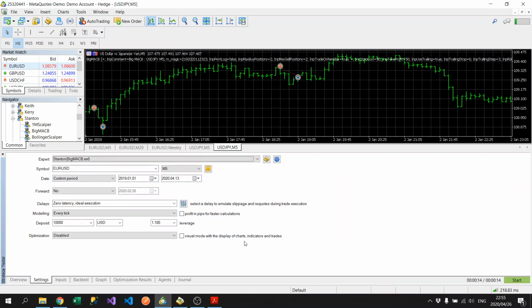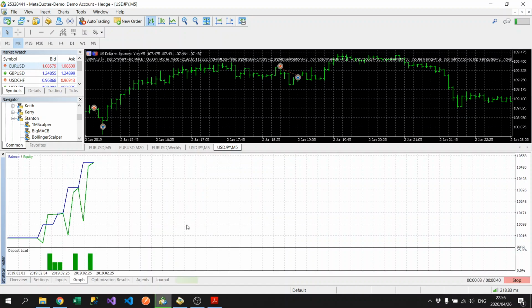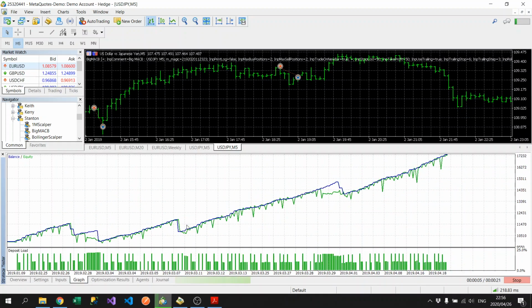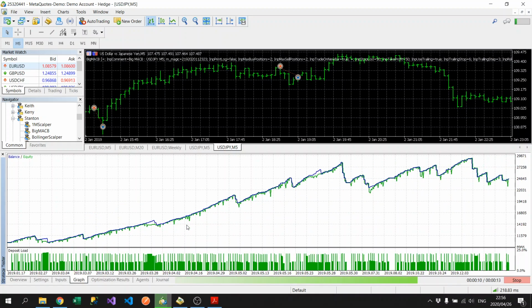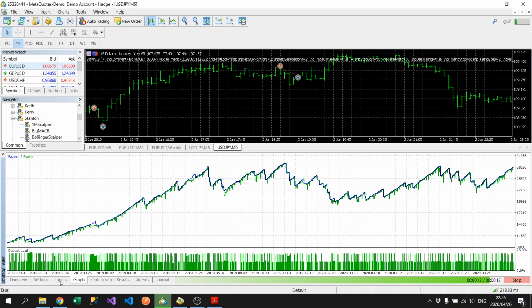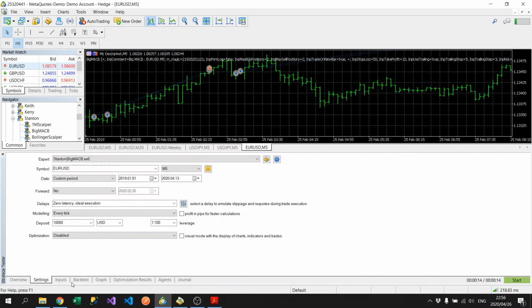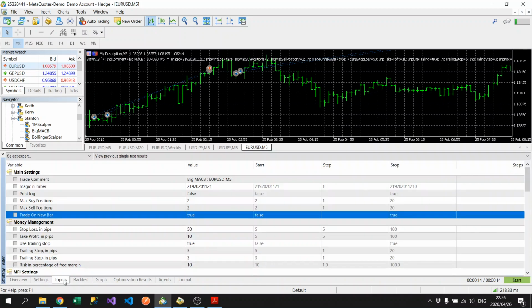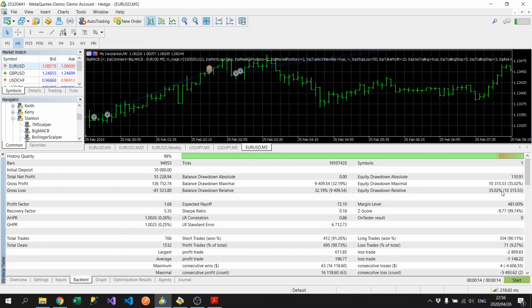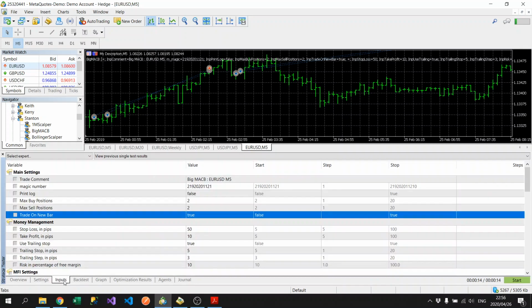Okay, so we've got the settings. This is for the Euro USD, the same time frame. Just going to run that test and show the graph. Okay, so you can see also about 600%, 630% for a year backtest, quite high drawdowns, but scalping normally does involve putting a little bit more capital on the line.